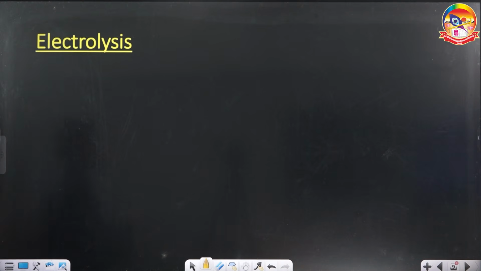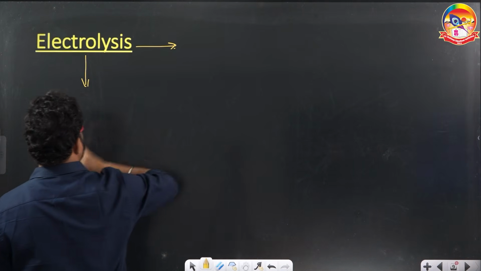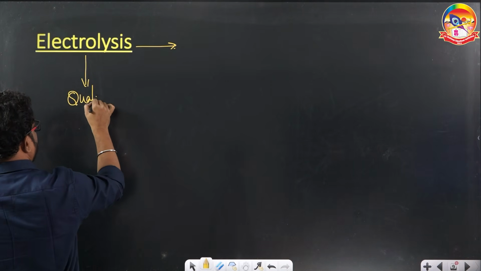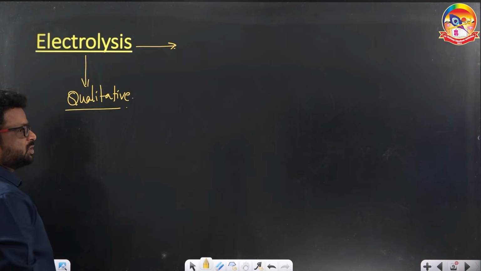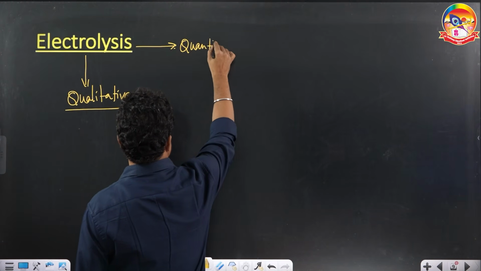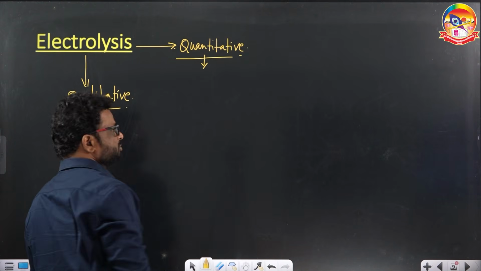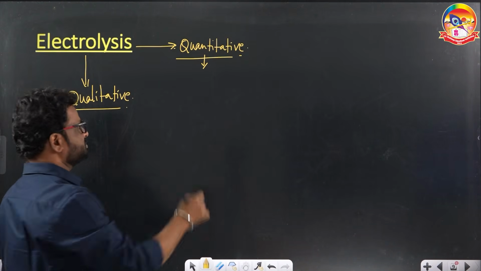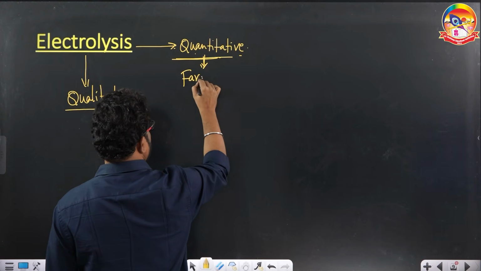Next, let us move on to the very important part, electrolysis. Electrolysis has two areas: the qualitative aspect, where we discuss the nature of products obtained as a result of electrolysis, and the quantitative aspect, quantitative electrolysis, that is the relation between charge passed and the mass of substance deposited. So this quantitative aspect is discussed with the help of Faraday's laws.